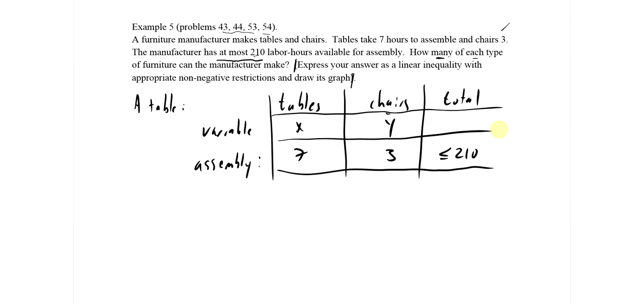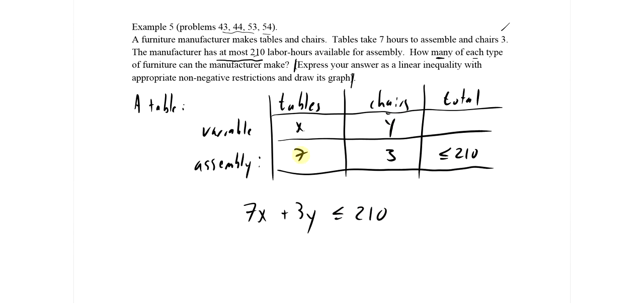So what's our inequality here? Well, each table takes 7 hours, so 7 times x is the amount of time it takes to make x tables. Each chair takes 3 hours. And if you're making y of them, 3 times y is the number of hours it takes to assemble chairs. So this is the total number of hours you have to use in order to make x number of tables and y number of chairs. And you need that to be less than or equal to 210.